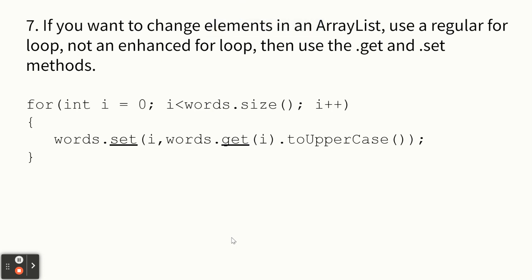If you want to change elements in an ArrayList, use a regular for loop, not an enhanced for loop. And then use .get and .set. So this is an example of going through an ArrayList called words and setting everyone to be uppercase. So I say words.set, and then I'm setting element i, that's the index. But first I'm getting element i and setting it to uppercase, and then that's what's getting stored in element i. So it's kind of a lot, but that's like saying words[i] = words[i].toUpperCase(). A little bit less complicated with an array.